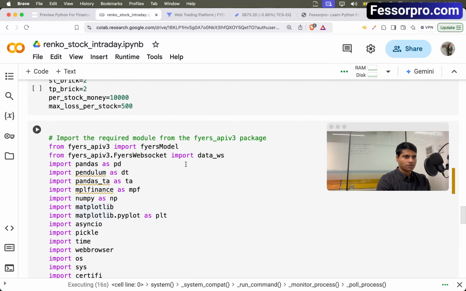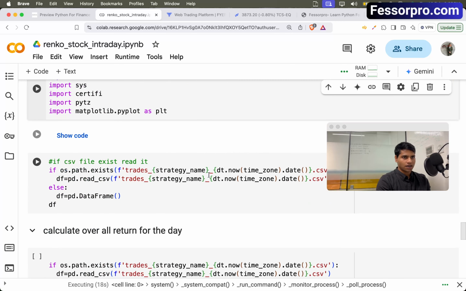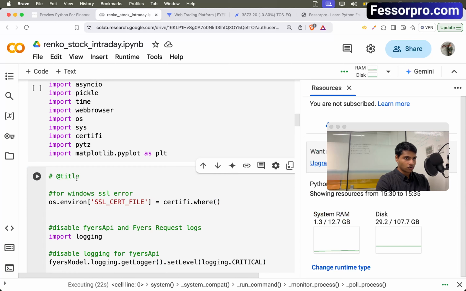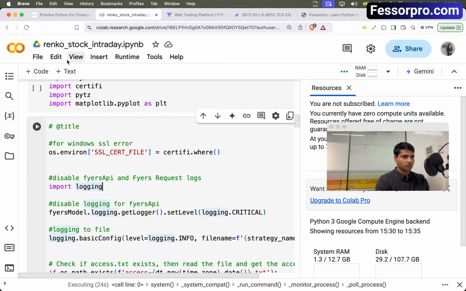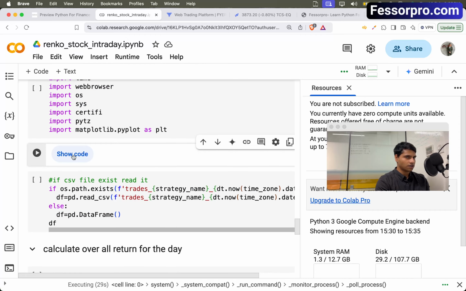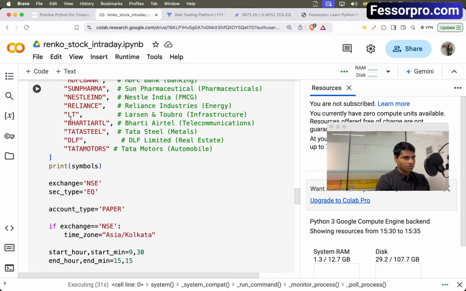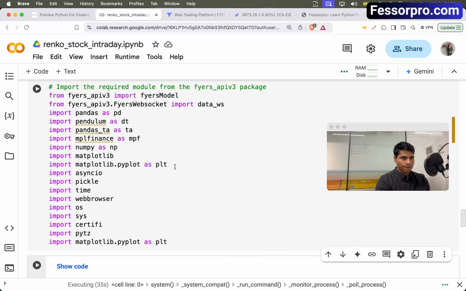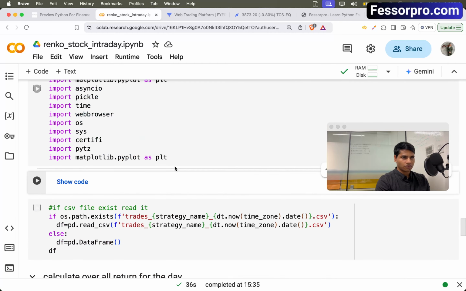Now, if you scroll down, this is where we have to import all the packages. After importing the packages, this is the main code. If you click on show code, you'll see the entire code that I have used. If you want to hide the code, just go to view and hide this. Okay, don't need to run this. Once you run all the previous code, then you just have to click here and run this. So this will run your strategy.